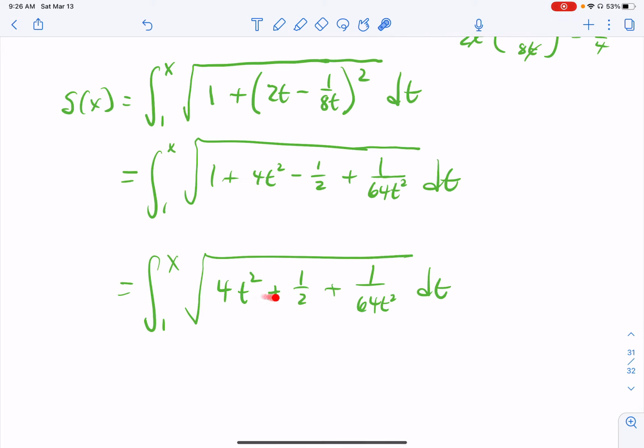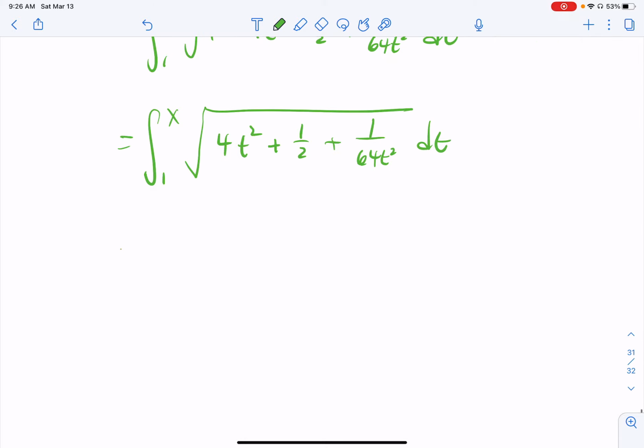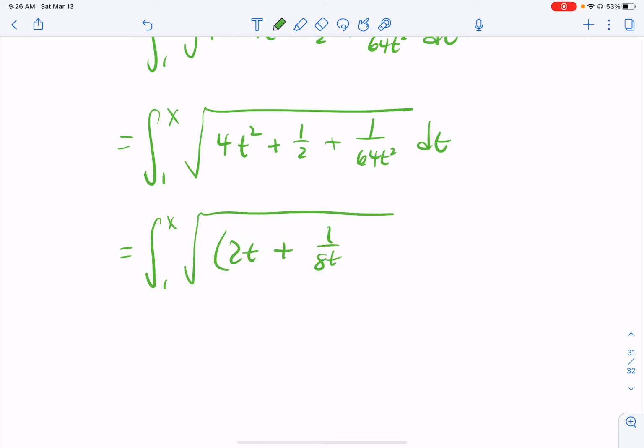And then, as I said, this is a perfect square. It's going to factor exactly like this with a little plus sign in the middle because we switched the sign there. Equals, hey, this is supposed to be an integral sign. Come on. The square root of the quantity 2t plus 1 over 8t, squared, dt.